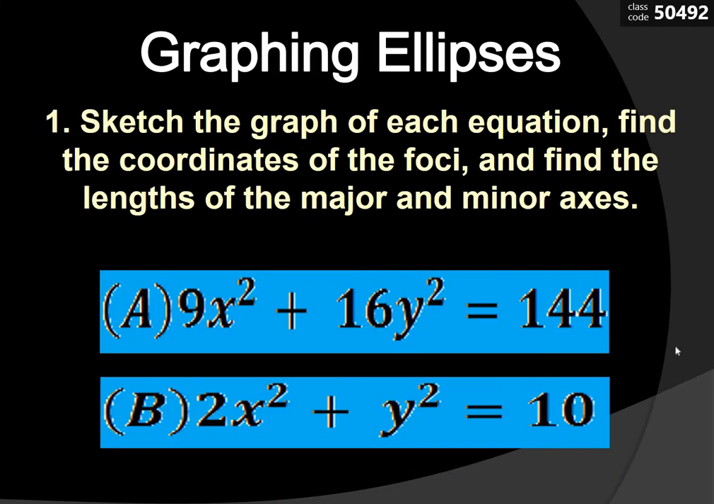So let's have these examples. Sketch the graph of each equation, find the coordinates of the foci, and find the lengths of the major axis and the minor axis too. For letter A, 9x squared plus 16y squared equals 144. And letter B is 2x squared plus y squared equals 10.